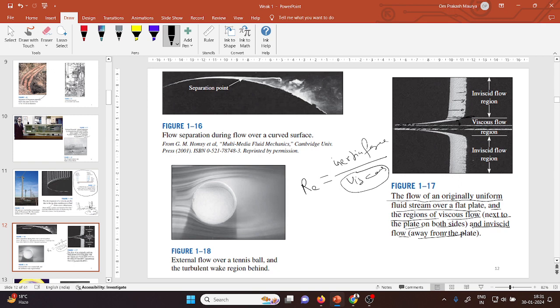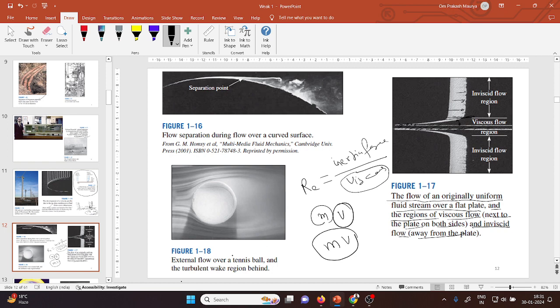Okay, now here the inertia force. What is inertia force? Inertia force is actually the force due to the mass of fluid, how much mass is flowing, and the velocity. How much mass and velocity. Force due to mass and velocity is known as the inertia force.